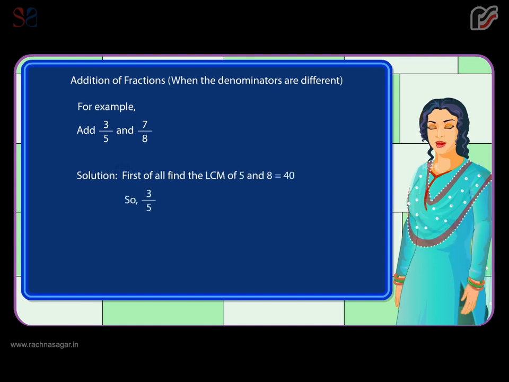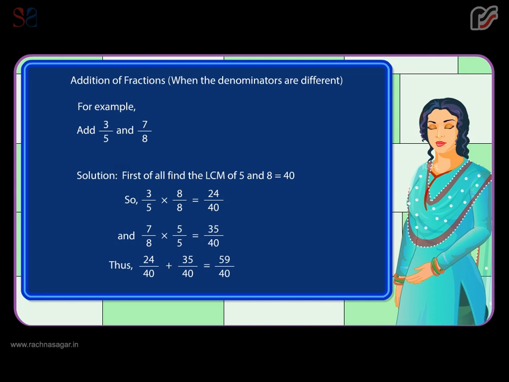So, 3 by 5 into 8 by 8 is equal to 24 by 40 and 7 by 8 into 5 by 5 is equal to 35 by 40. Thus, 24 by 40 plus 35 by 40 is equal to 59 by 40.